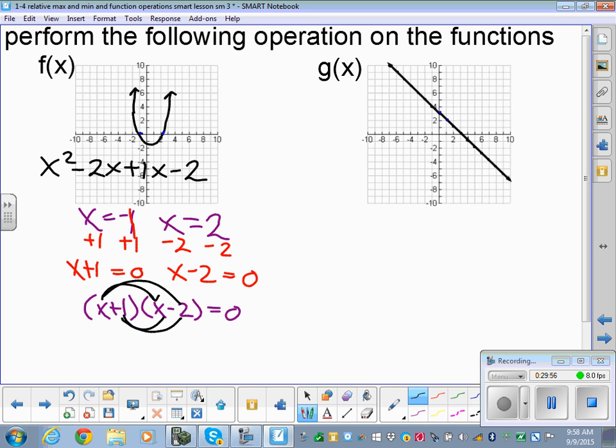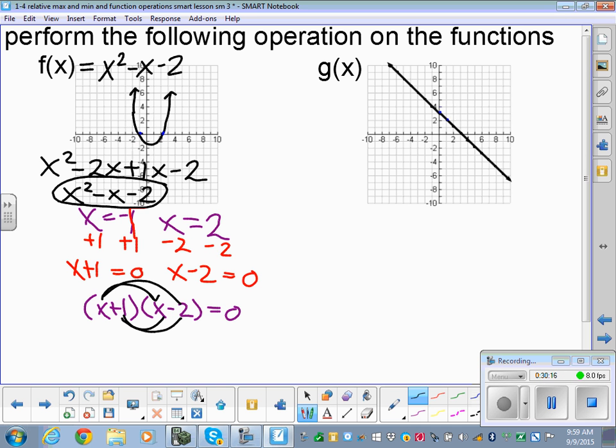Okay, combining all like terms here, we have x squared minus x, right? Negative 2x plus 1x is negative x, minus 2. So we just found f of x. F of x is equal to x squared minus x minus 2. Questions on that? Okay, let's look at the line.